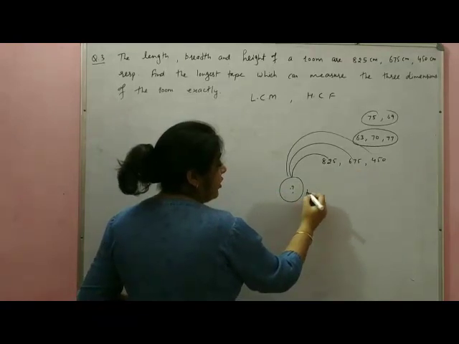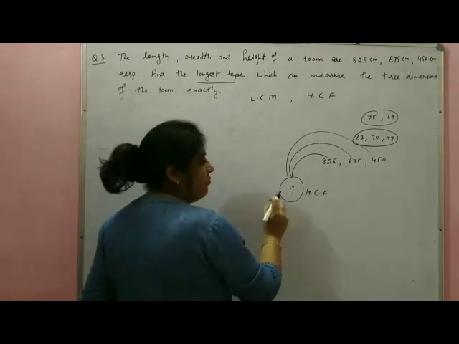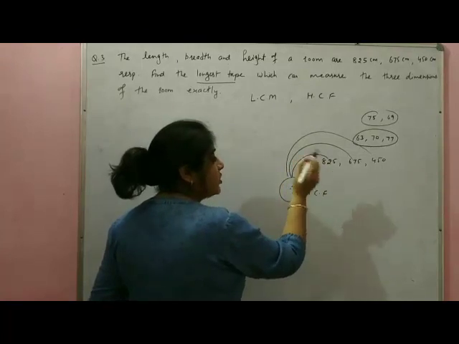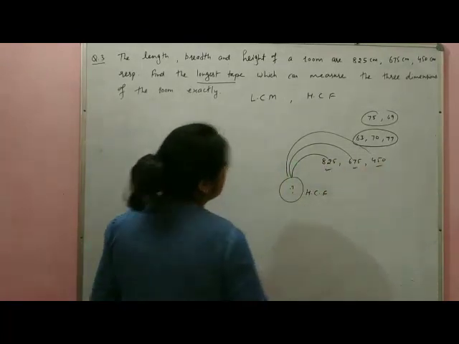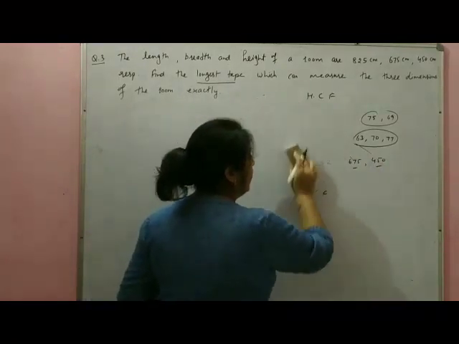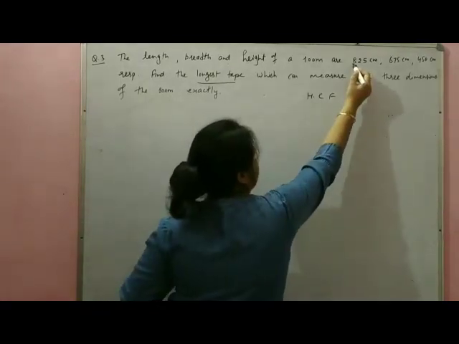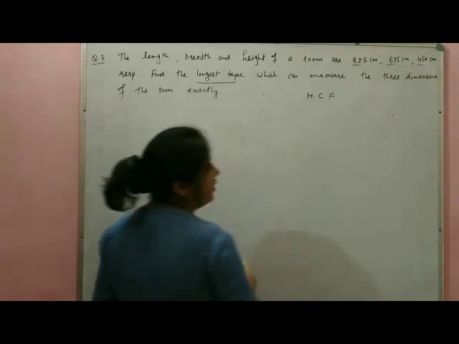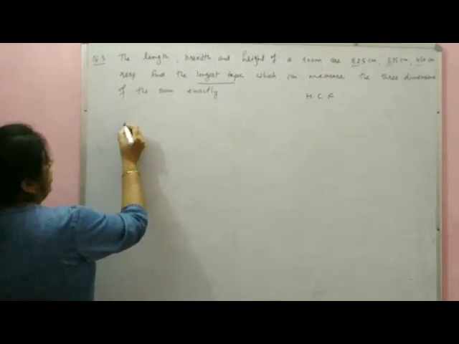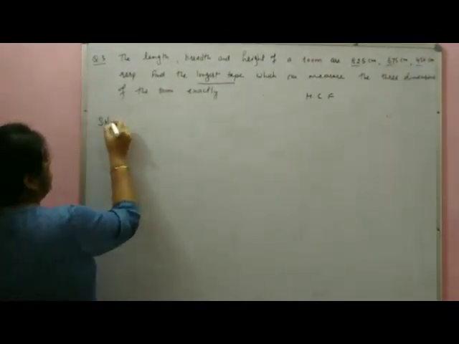So we are going with HCF because we have to find the longest tape. It means we have to find the highest common factor, which is the highest number that will divide these 3 numbers. So we will go with the HCF here. We are finding a number which will divide these 3 numbers an exact number of times. So what are the dimensions? What is the solution of this question?